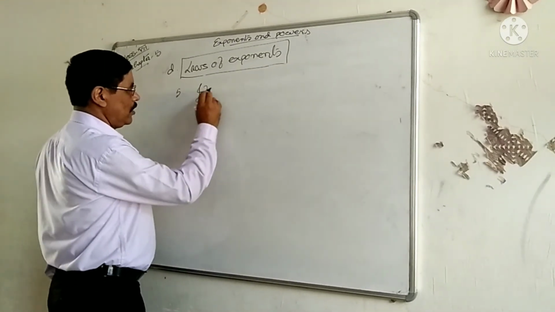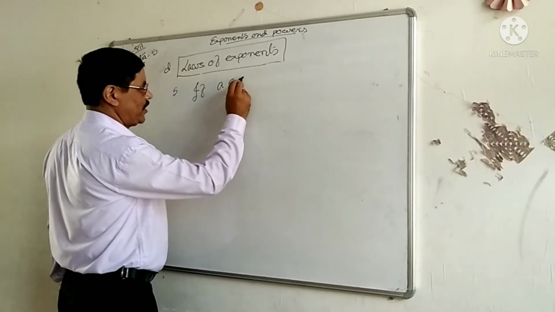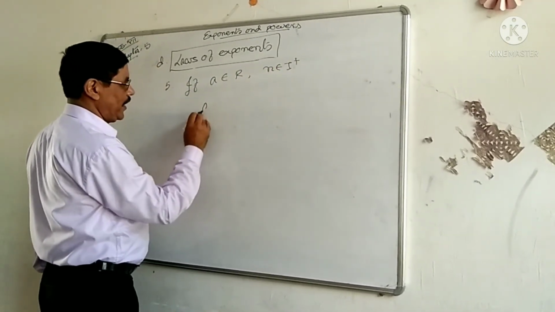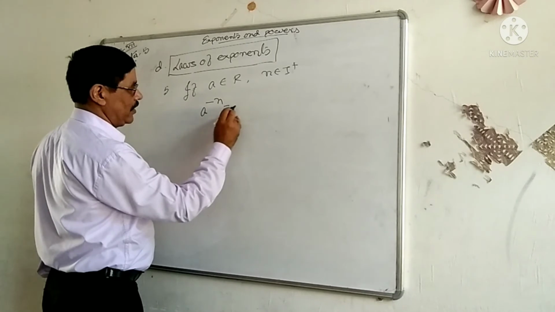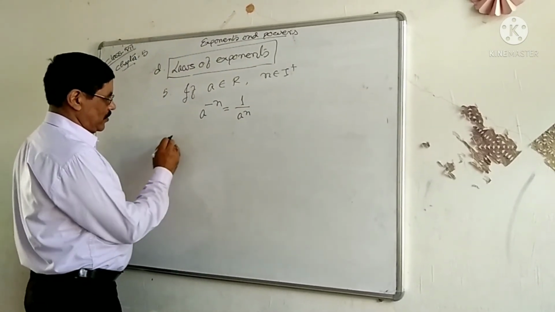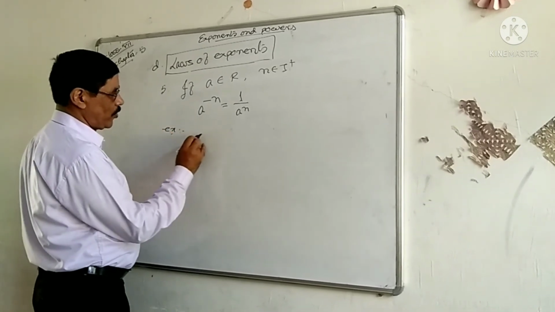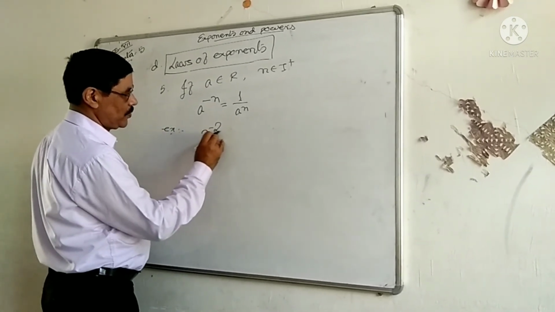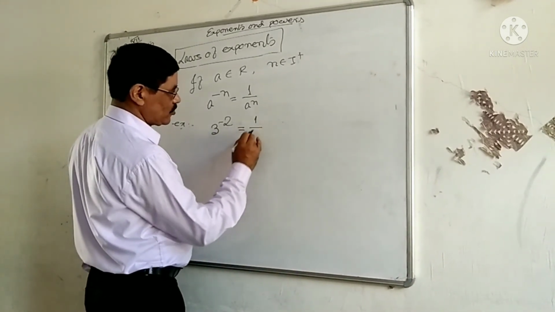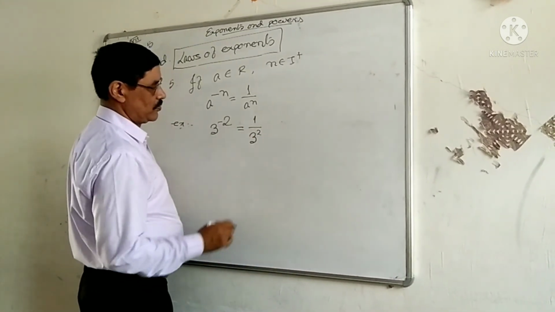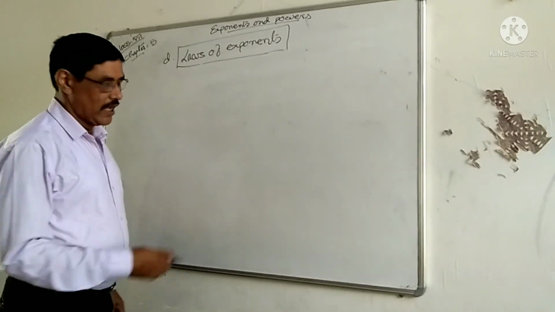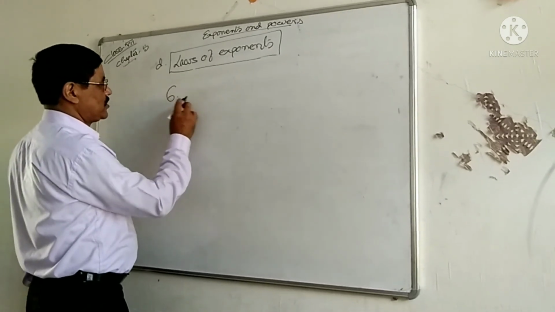If a is any real number and n is any positive integer, then a to the power minus n equals 1 by a to the power plus n. Take one example for that. Suppose 3 to the power minus 2. This can be written as 1 by 3 to the power plus 2, or 1 by 9.